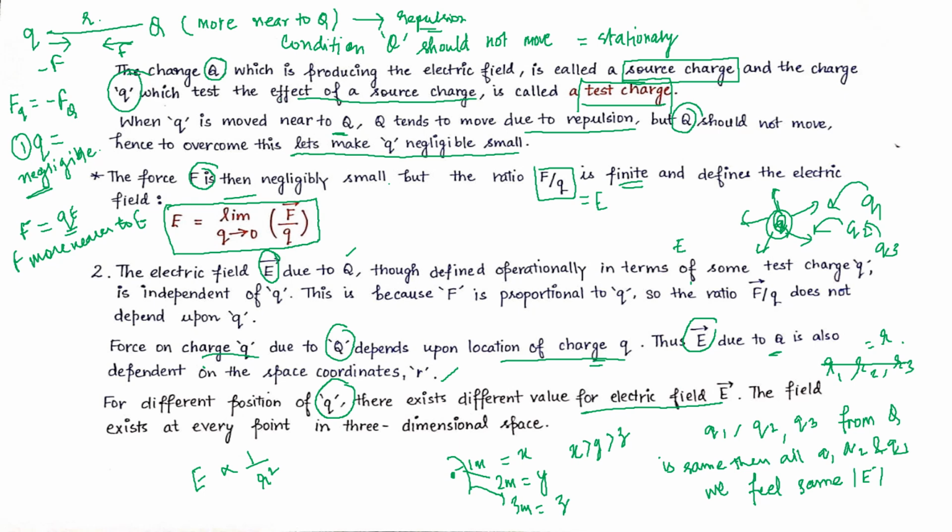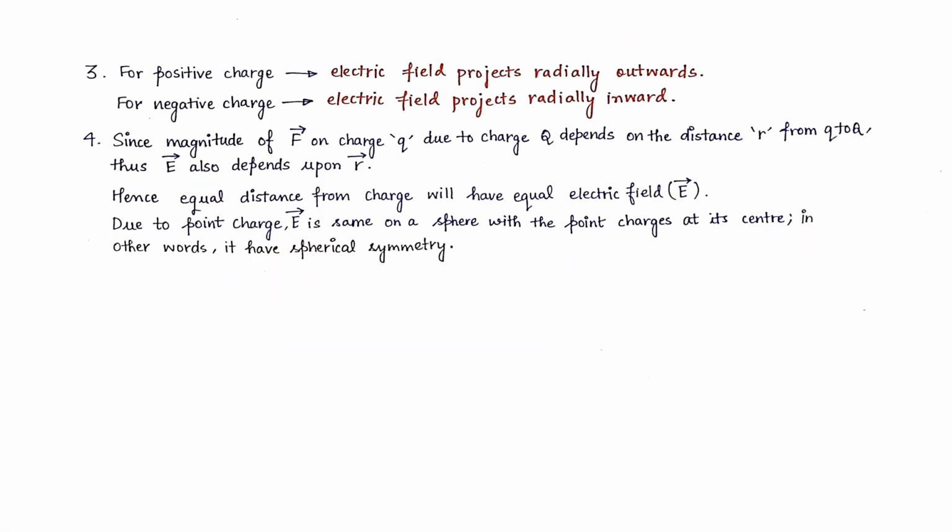The field exists at every point in 3 dimensions. So it gives us what? It gives us spherical. I will write over here. When it is all around in the 3 dimensions, it will give us spherical symmetry.